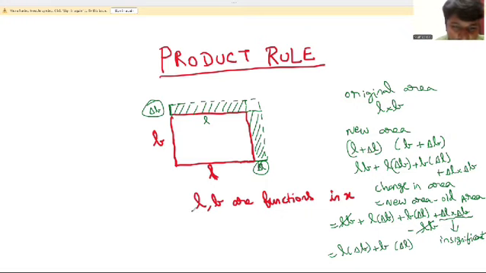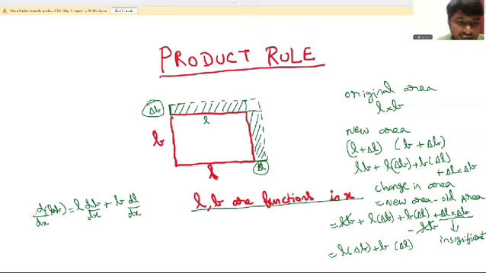Since I mentioned at the start itself, both length and breadth are considered functions in X. So here we understand that when I'm differentiating L into B, which is the product, both are functions of X. So with respect to X, we get L times del B, which I can write as dB by dx, because the change is done with respect to X only, plus B times del L, which can be written as dl by dx.